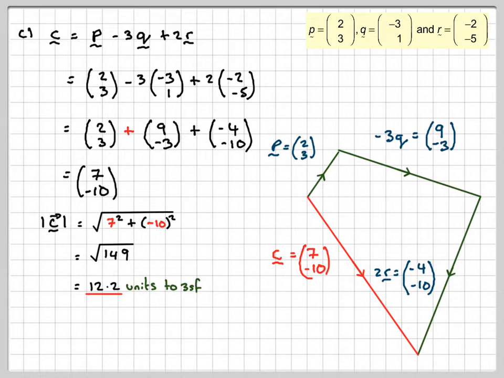So this has been a video to show you how to do addition, subtraction and multiplication of a scalar, and combinations of these, drawing them out and then actually finding the magnitude of the resultant.